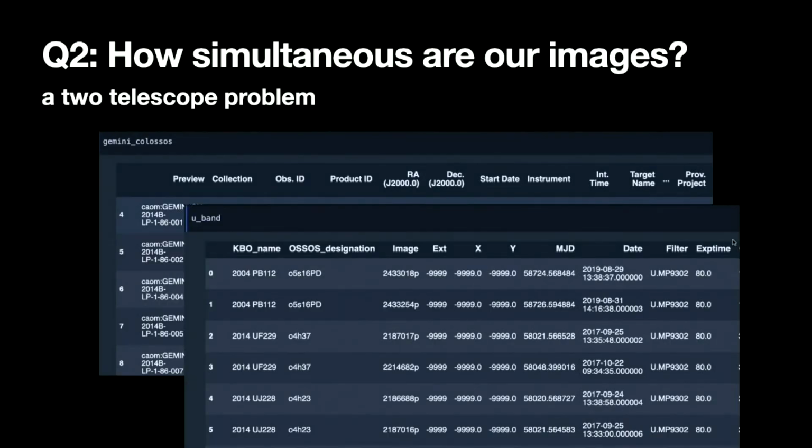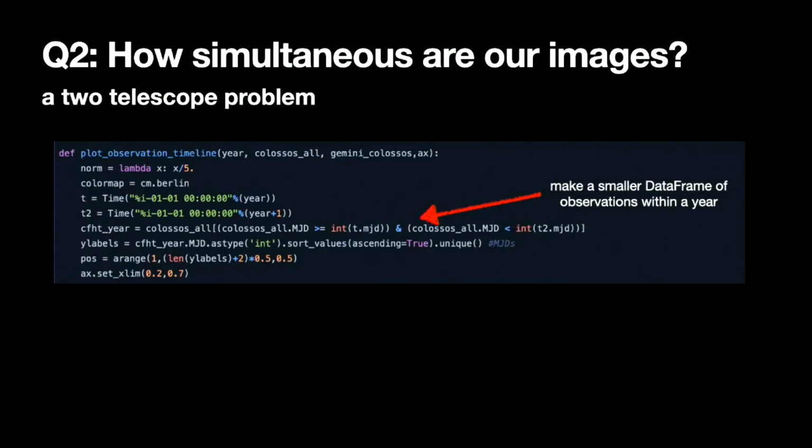And so these two data frames have start dates, so start times for these observations, and also how long these observations were taken. And so I made a function to plot these different images. Pandas has its own plotting function, but this was a bit more complicated, so I had to separate it out.